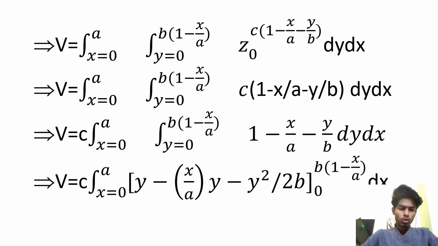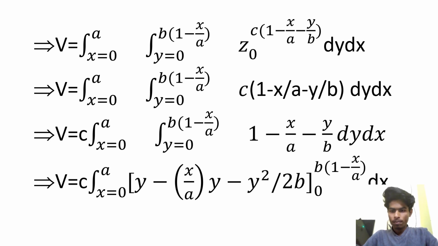Next step, V equals c into the integration of x equals 0 to a, integration of y equals 0 to b into 1 minus x by a, of 1 minus x by a minus y by b, dy dx. Here we are now integrating 1 minus x by a minus y by b with respect to y. Now we can see the next step also. V equals c into the integration of x equals 0 to a, of y minus x by a into y minus y square by 2b, between the lower limit and upper limit.